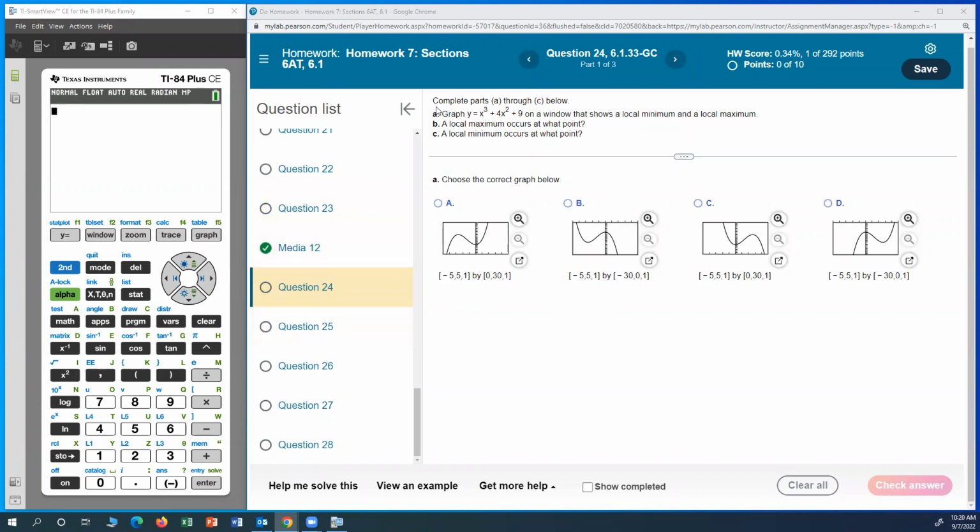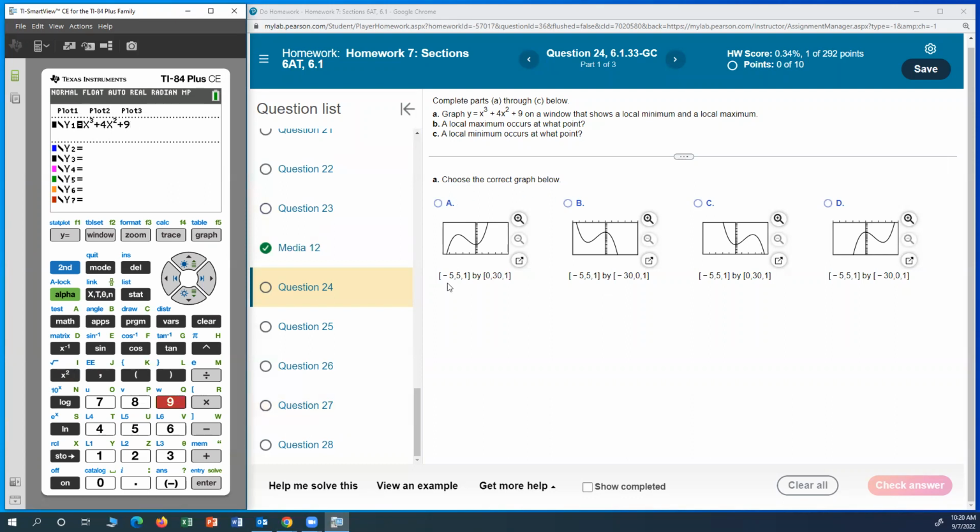So on question 24, homework 7, it says graph y equals x cubed plus 4x squared plus 9 on a window that shows a local maximum and a local minimum. So I'm going to go to my y equals, clear out any functions that you have there, and we'll go ahead and put in our x cubed plus 4x squared plus 9.